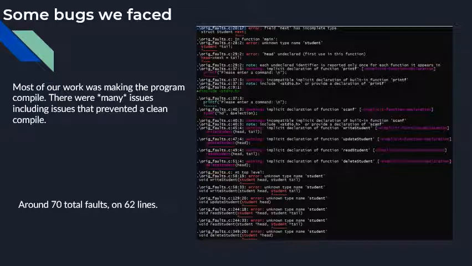So we'll go over some of the bugs that we faced. Most of our work was making the program compile. There were many issues, including other issues that prevented a clean compile. In total, we found around 70 bugs on 62 lines, and we'll go through some of the examples now.